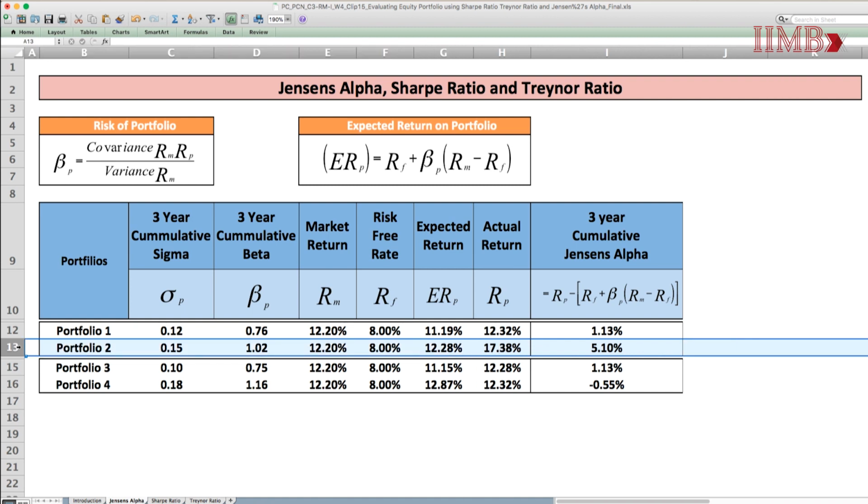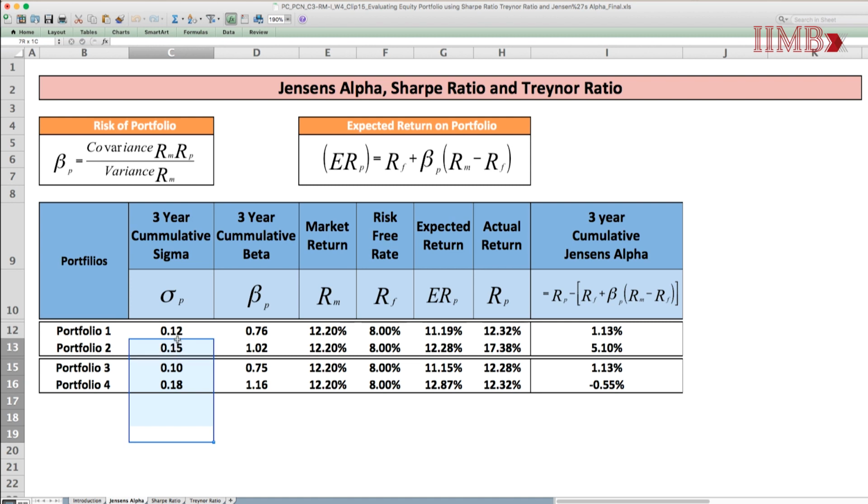Now here's a word of caution. The actual return of 17.38 is far greater than the expected return 12.28. Question is, is this return by this portfolio sustainable in the years ahead or going forward? The second question is, if you compare the sigma of these portfolios, portfolio 2 has a far higher standard deviation than portfolio 3 and portfolio 4.